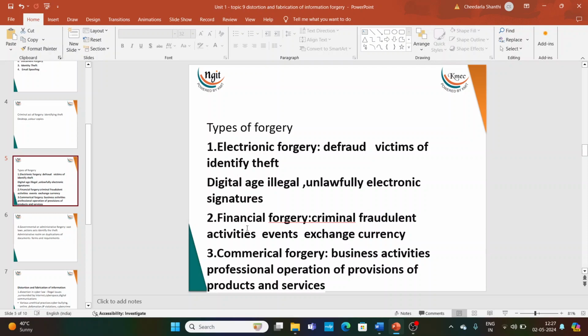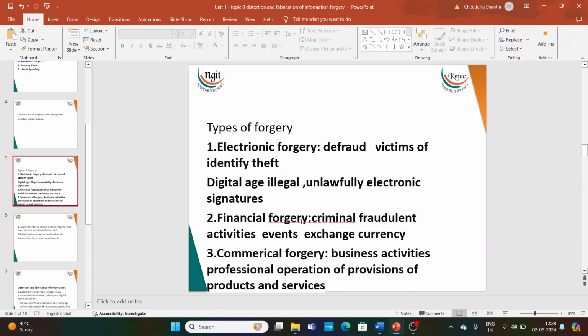Coming to financial forgery, the criminal activities are fraudulent activities of different kinds. It involves the exchange and circulation of currencies from one person to another, or one nation to another, which may be classified as financial forgery, used for identity theft. The resulting forgery can occur in various fashions, taking financial information and using it for identity theft. That is what happens in financial forgery.